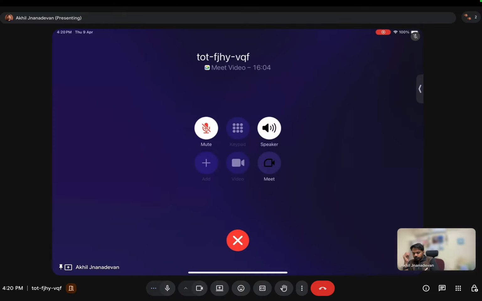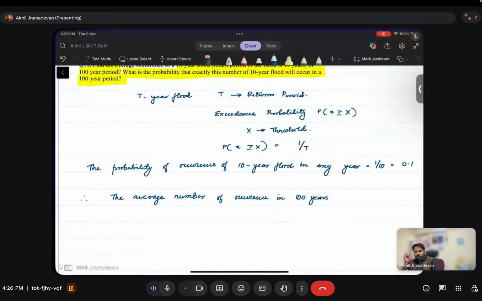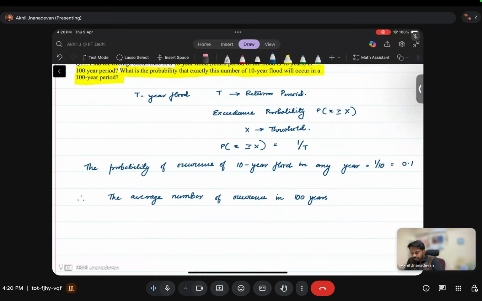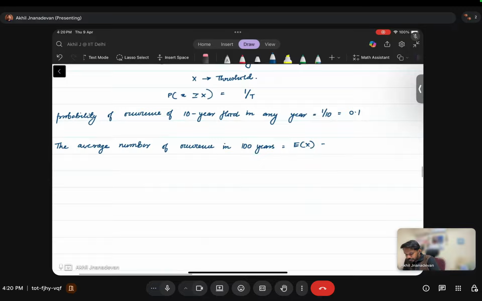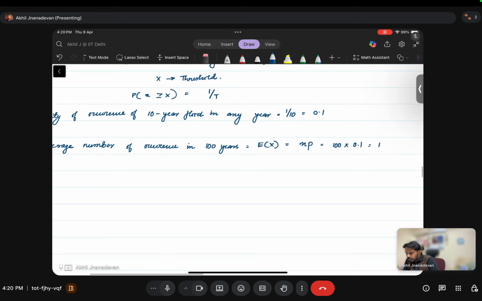So 1 year probability is 0.1, right? So for 100 years, we have to find the average number, which means the expectation of X, right? That is the average that we saw in the previous lecture. The expectation will be given by n into p, np, n times probability, right? So n is 100 years and the probability is 0.1. So it will be 10.